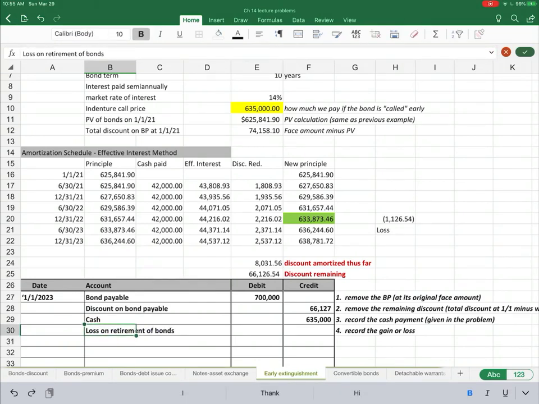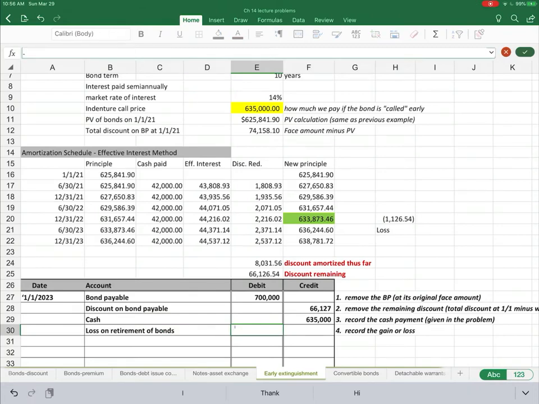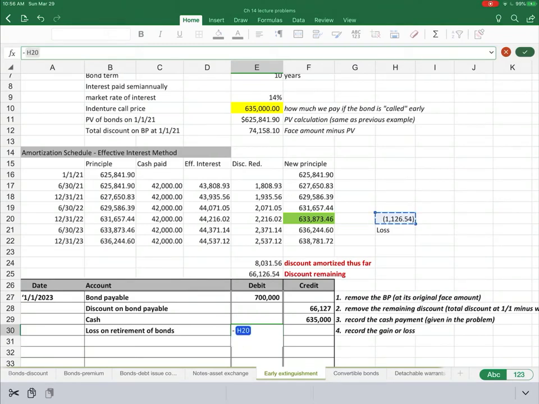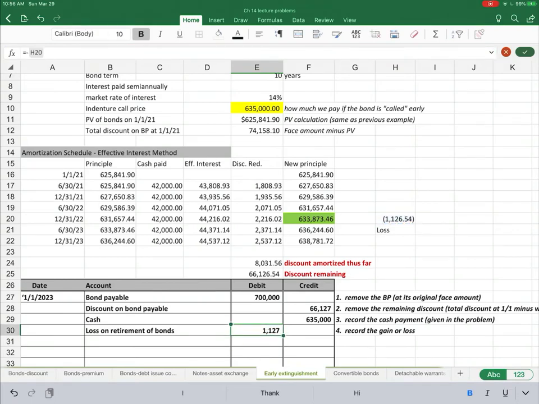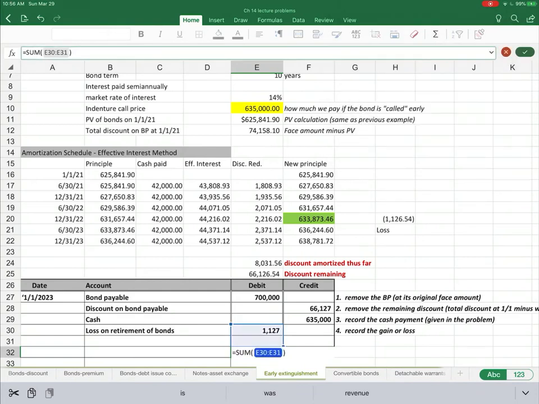This could be loss on early extinguishment of bonds. It could be labeled however we want, but it needs to be accounted for as a loss. That loss appears on our income statement with other gains and losses. Because losses act like expenses, that loss is going to be a debit, and it's going to be for a negative $1,126. I'm making it negative, so that two negatives will create a positive in my entry.